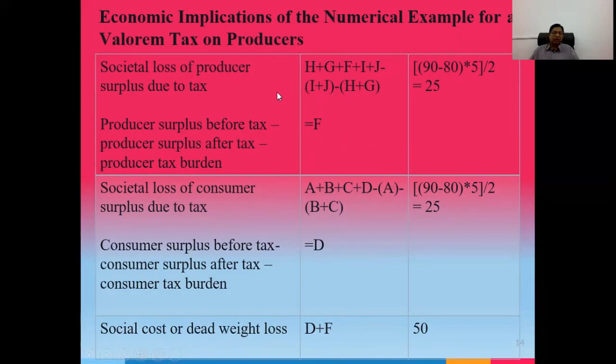This is from the producer side, this from the consumer's side. Then the social cost of deadweight loss, this is the consumer side, this is the producer side, as I explained earlier. Then total deadweight loss is the summation of tax burden on producers and tax burden on consumers. 20 plus 20 equals 50.